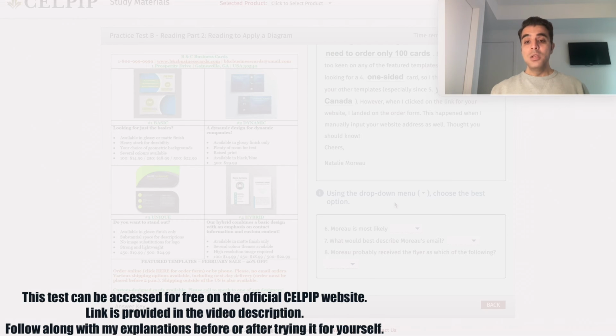Don't get confused. So Moreau is most likely, so this is a probability type question, right? So whenever they present words like this, most likely, it means the answer isn't going to be directly in the passage. It's an inference type question. You have to infer or draw a conclusion based on whatever is mentioned in the passage and whatever we've covered. So can I use the keyword method? Not really. It's a general question. It's an inference-based question. So I'm going to look at the options.